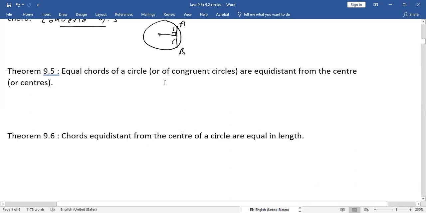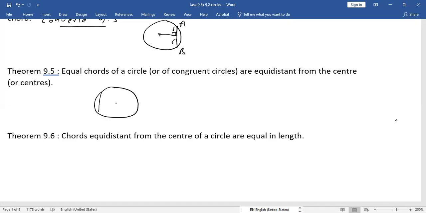Now, equal chords of a circle or of congruent circles are equidistant from the center. Before that we said equal chords make equal angles. I am drawing a circle. You can draw a congruent circle. Again, the circle is there, with equal chords. So I am drawing one chord here, 10 centimeter, another chord here, 10 centimeter. This is AB. This is CD.